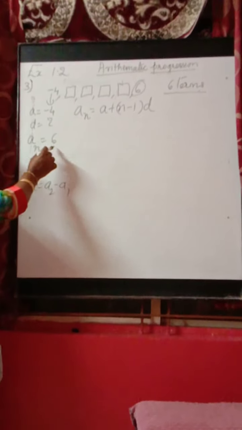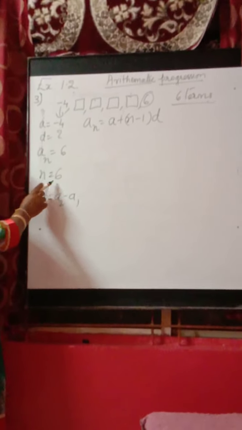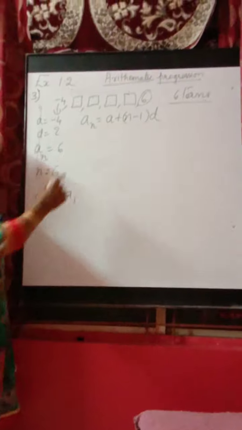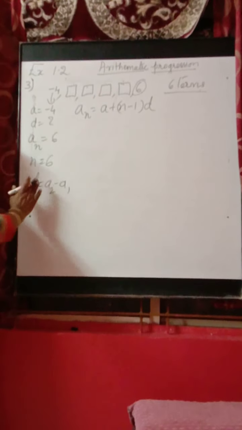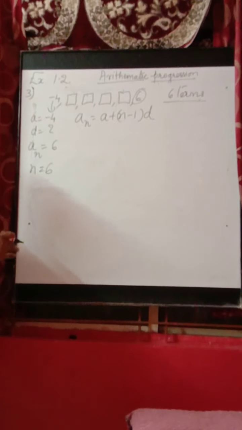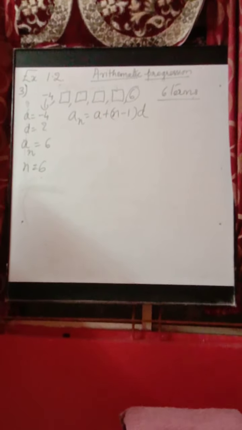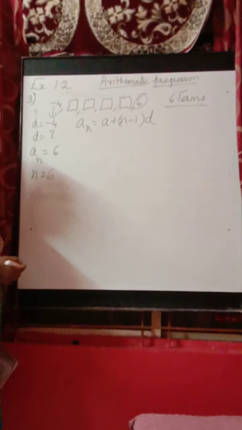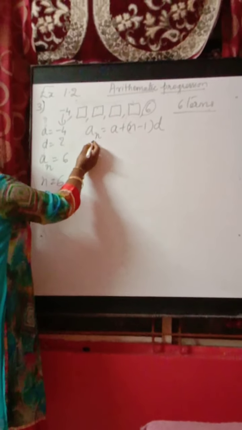An, the last, write down that. And number of terms, count it: 1, 2, 3, 4, 5, 6. 6 terms are given, n is equal to 6. Now you have to find the value of D first. After finding D, you can find the remaining terms. Put the formula An is equal to A plus n minus 1 into D. An is nothing but the nth term.